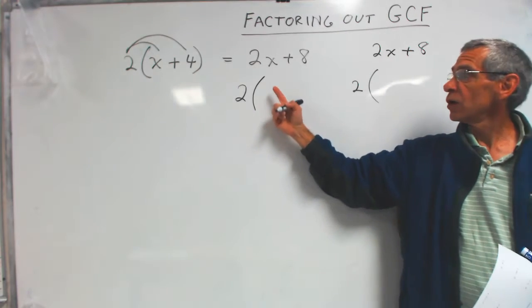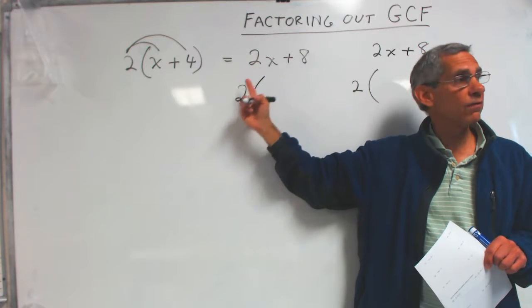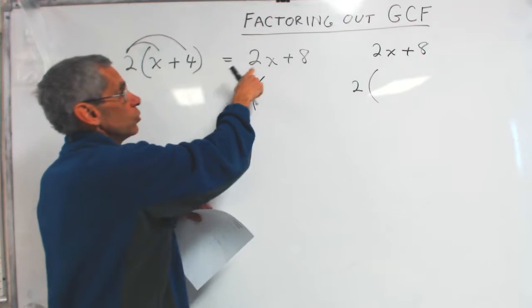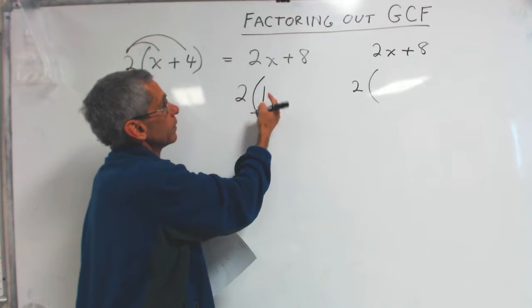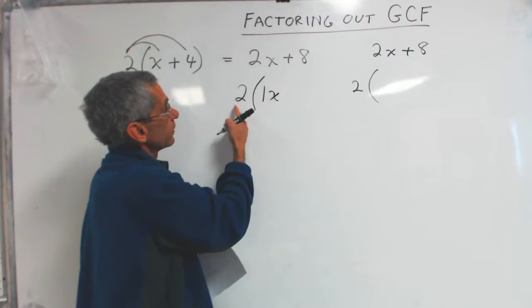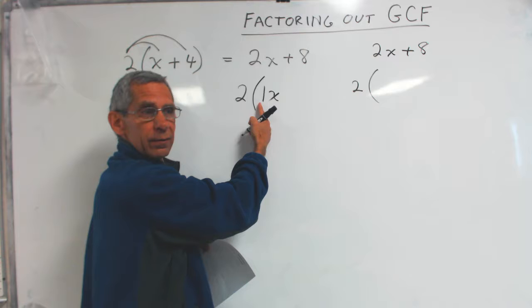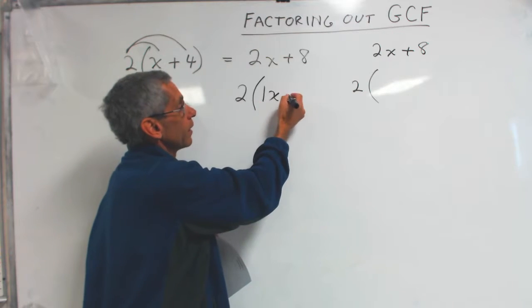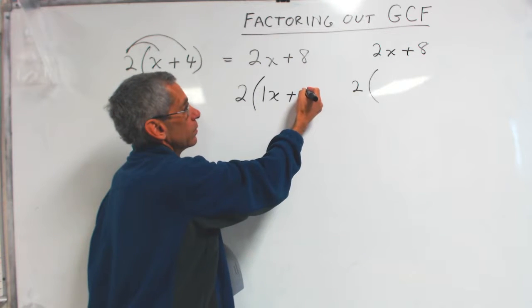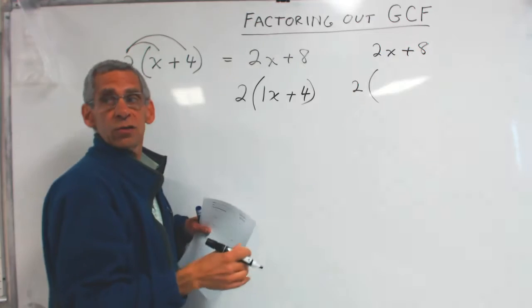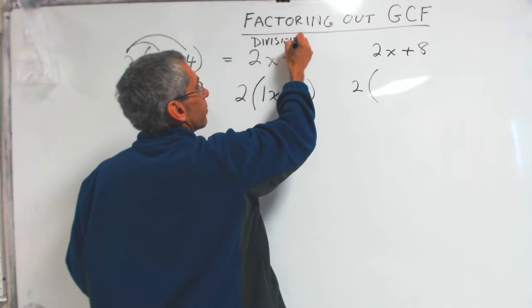Now on this one, we're going to divide this 2 out of these. Okay? We're dividing. So 2x divided by 2 is what? 1. Okay, 2 divided by 2 is 1, and then the x has to tag along because I'm not taking the x out, right? Do I need the 1 there? No, I can, but I don't need it. And then plus, because there's a plus sign, I have to do 8 divided by 2, which is 4. All right? So that's the division method.